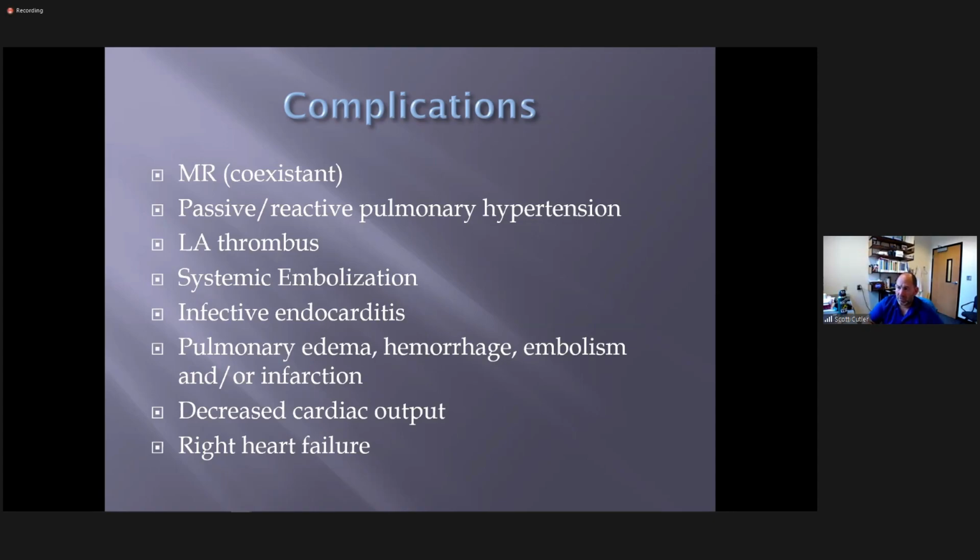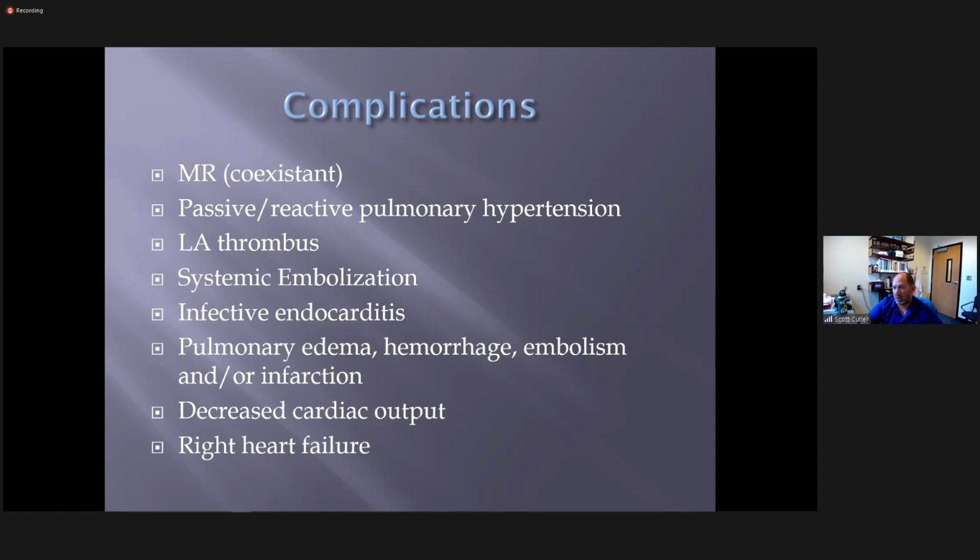There could be a passive or reactive pulmonary hypertension. So again, it doesn't surprise us. We've got that backed up pressure in the lungs. We might see some left atrial thrombus, again, because of possibly that stretched chamber, maybe atrial fibrillation, etc. Systemic embolization. So if that thrombus breaks off, obviously that's problematic. Infective endocarditis might be the process.